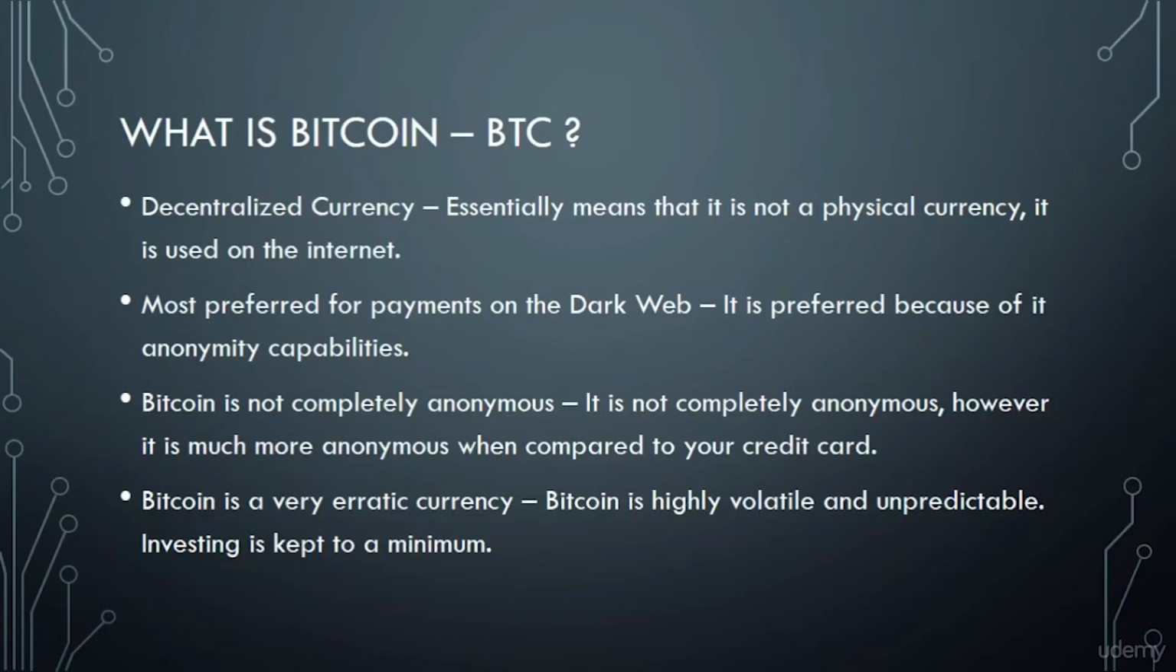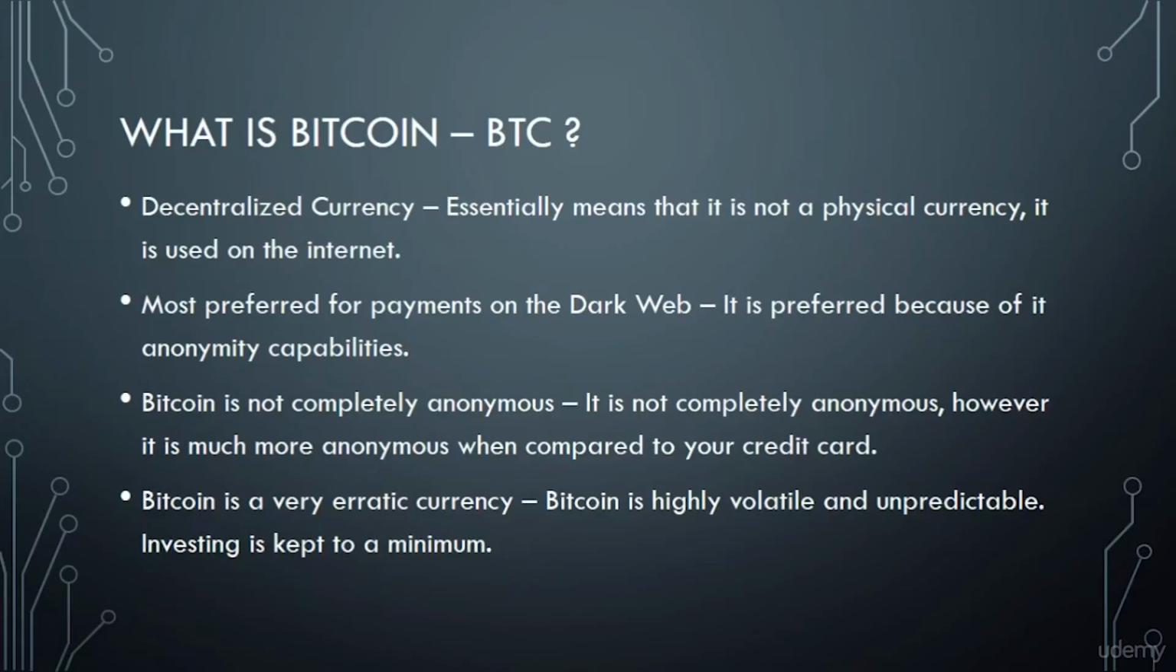Secondly, it's the most preferred for payments on the dark web or the deep web. I think most of you already know this, that it is the most preferred method of payment when it comes to transactions on the deep web, for the simple fact that it has the best anonymity in terms of how anonymous the payment is. Now, you also have to understand that Bitcoin is not completely anonymous, alright? It's not really completely hidden behind any shadows. However, it is much more anonymous when compared to your credit card. And I'm going to get into Bitcoin mixing in future videos in this section.